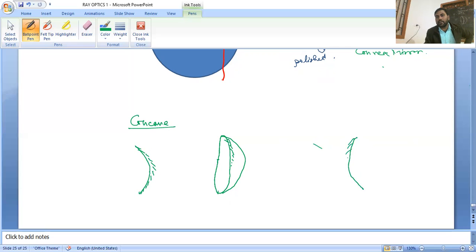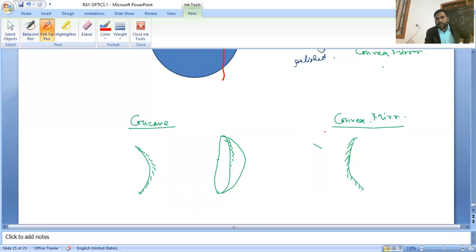This side is silvered. This is our convex mirror. So we can say that if this part is polished, and rays fall on this portion, the upper or outer portion, then this will become a convex mirror, and if rays fall on the inner portion, then this will become a concave mirror.